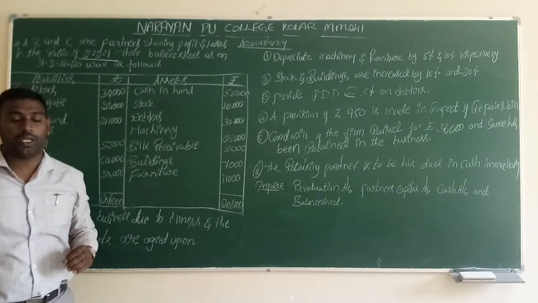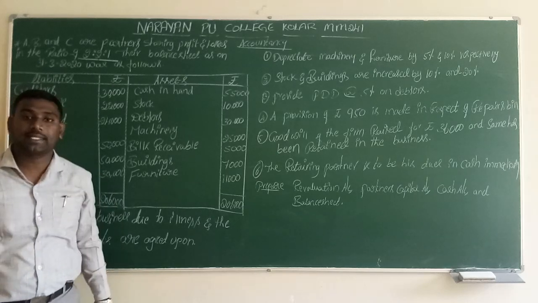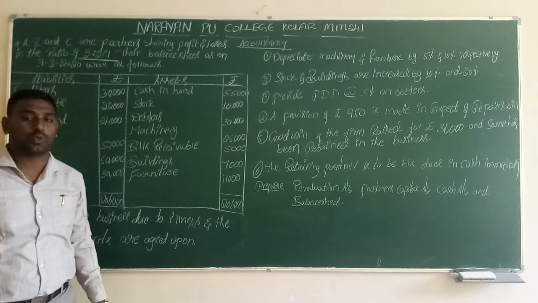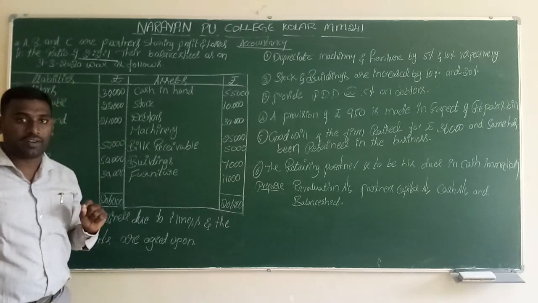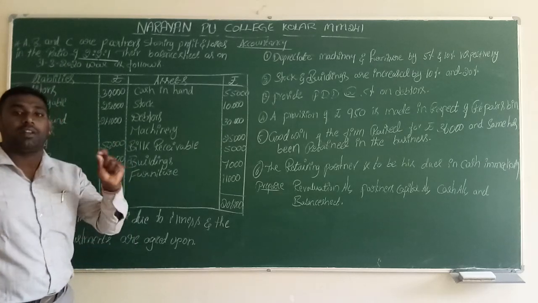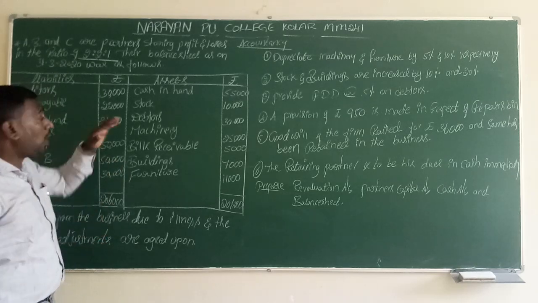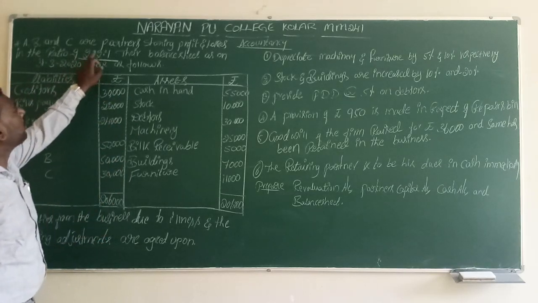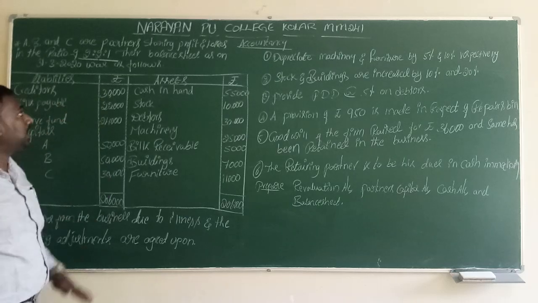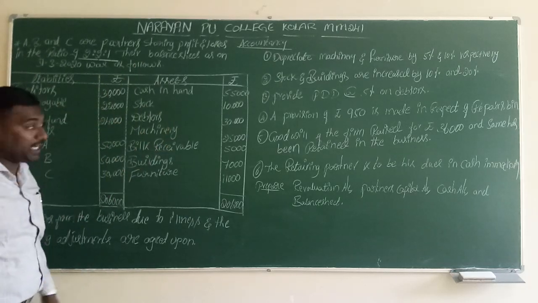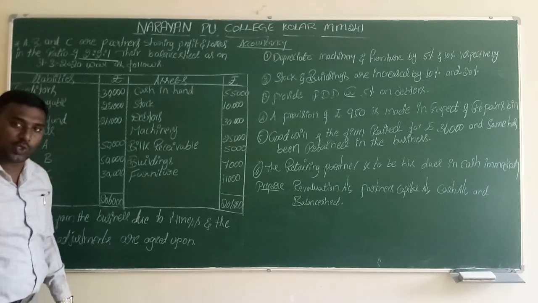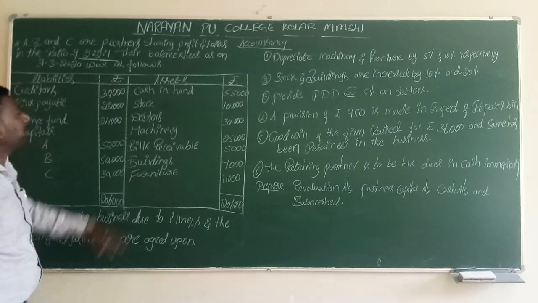In this question they have given a proportion, the exact ratio. That means each partner's share is 2/5 for A, 2/5 for B and 1/5 for C. How do we get the 5? 2 plus 2 is 4, 4 plus 1, you will get 5 totally. So based on that 2/5, 2/5, 1/5 we have to divide it, and that will be considered as the ratio of each and every partner.